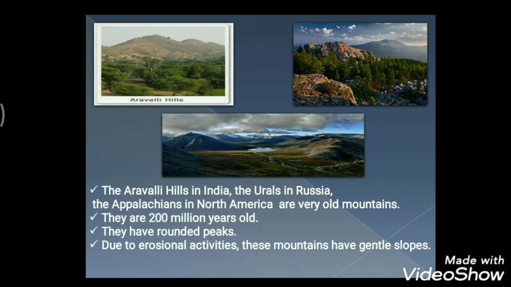Why do they have rounded peaks and not conical peaks? Because of the erosional activities, these mountains have gentle slopes. If you see the Aravalli Hills and the Urals, they don't have that conical shape, they are a bit rounded, and they are rocky. These mountains have gentle slopes because of the erosional activities that took place and due to their age also. So these are the old mountains and the young mountains.